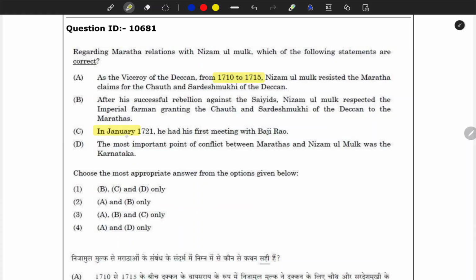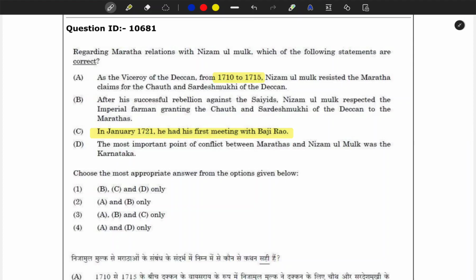I am reading after leaving this statement, because these two statements are of the same nature. A and C are of the same nature, and whenever you see two statements of the same nature having the same kind of facts, then it will be a case where either of those options will be correct. So either A or C will be correct. Let me read. In January 1721, he had his first meeting with Bajirao. We don't know, but one thing is sure that in these kinds of chronological questions, only one option will be correct.